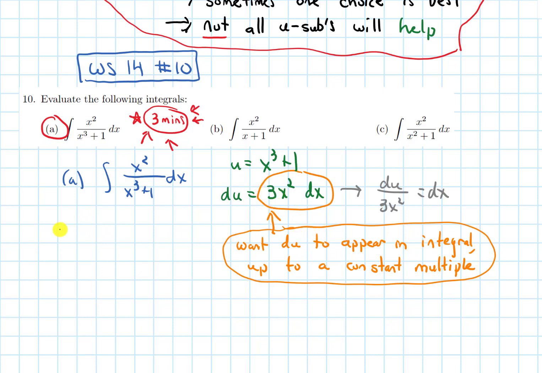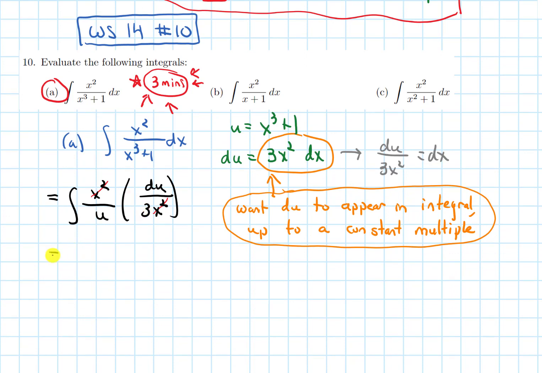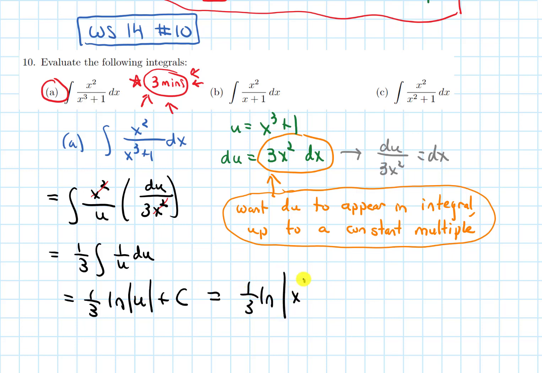All right, so now when we substitute in, on the numerator I have x squared. On the bottom, well, that was u, and my dx is du over 3x squared. And now this is nice because it was just off by a constant multiple. And now I get this perfect cancellation of the x squareds. And I can pull this 3 on the bottom out to the front. So I get 1/3 integral of 1 over u du. And I know that antiderivative. So this is 1/3 ln absolute value of u plus c. And then finally I got to plug back in for u. And I get 1/3 ln absolute value of x to the third plus 1 plus c, and that is our answer.